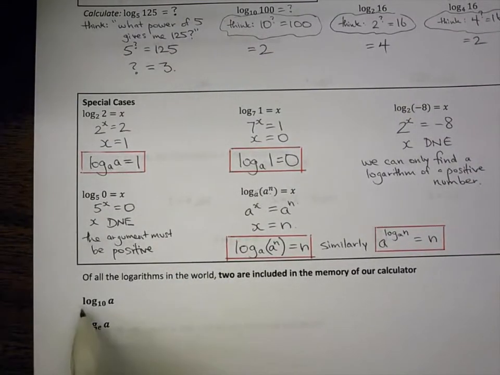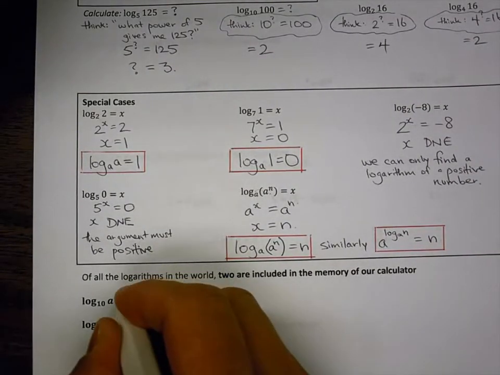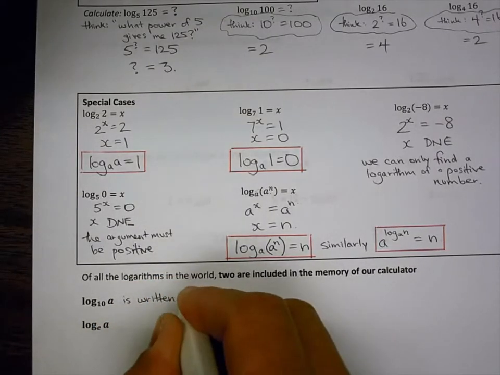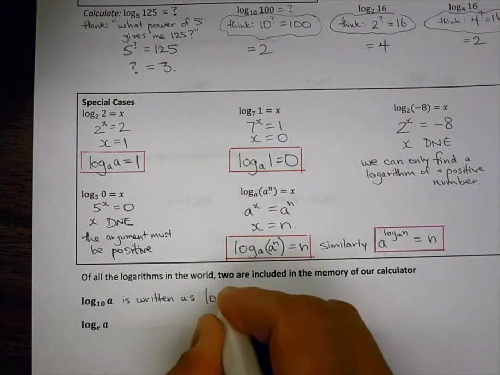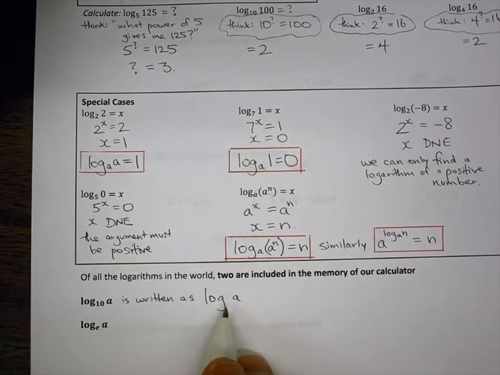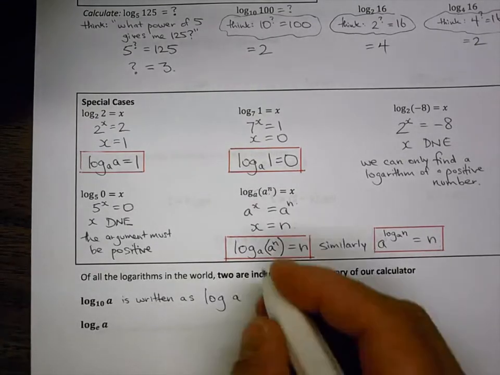So log base 10, we write this as log a. You don't include the base. If you ever see log with no base, it's assumed that you're looking at log base 10.